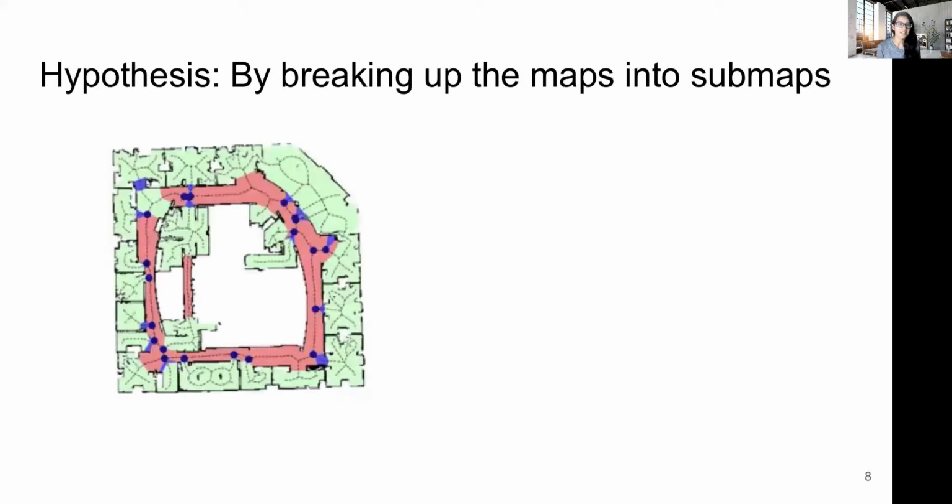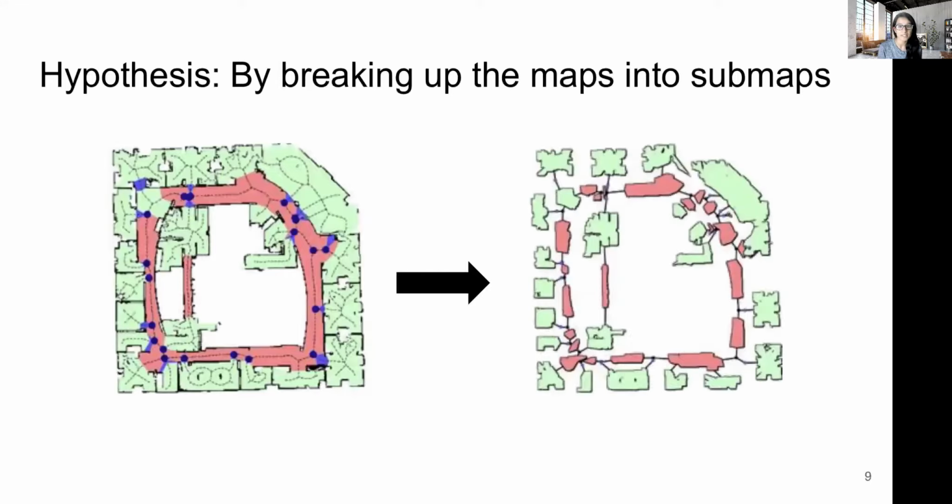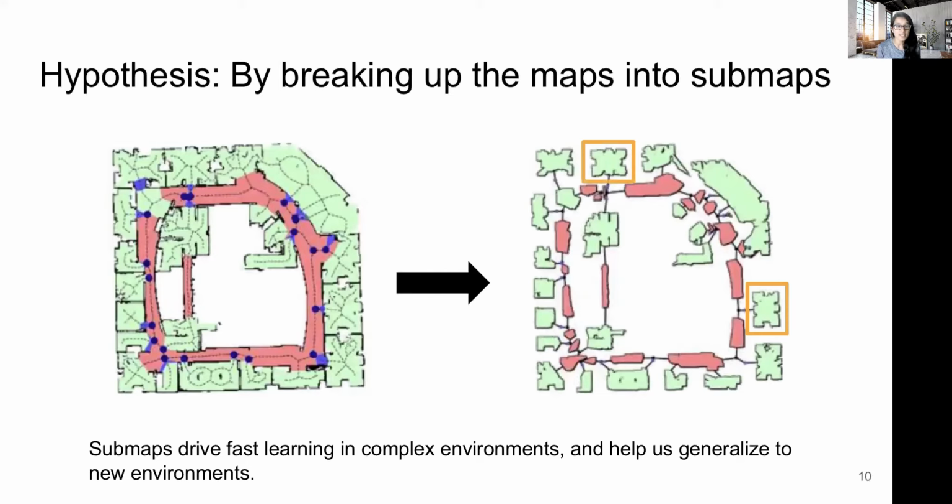One hypothesis is that we might be breaking up these maps into small components called submaps. These submaps then drive fast learning in complex environments because they help us generalize to new environments, since we can reuse submaps when we encounter a spatial structure that is similar to a spatial structure seen before.